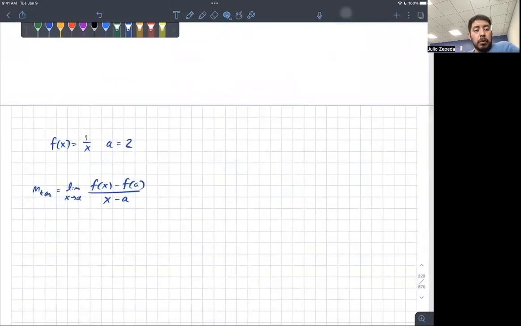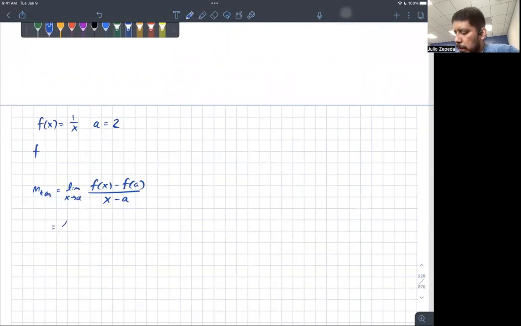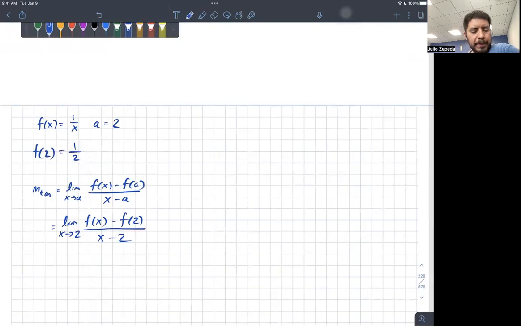Okay, so what do we need to find? Well, we already have f of x, that's in there. A is equal to 2, and we need to find f of a, which is f of 2. The limit as x approaches a, which is 2, is f of x minus f of 2 divided by x minus 2. Okay, so we need to find f of 2. Let's see how hard that is to find. 1 over 2, not too hard.